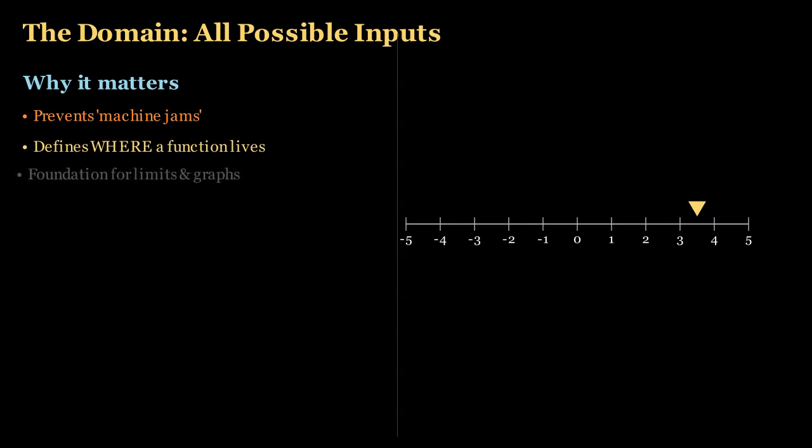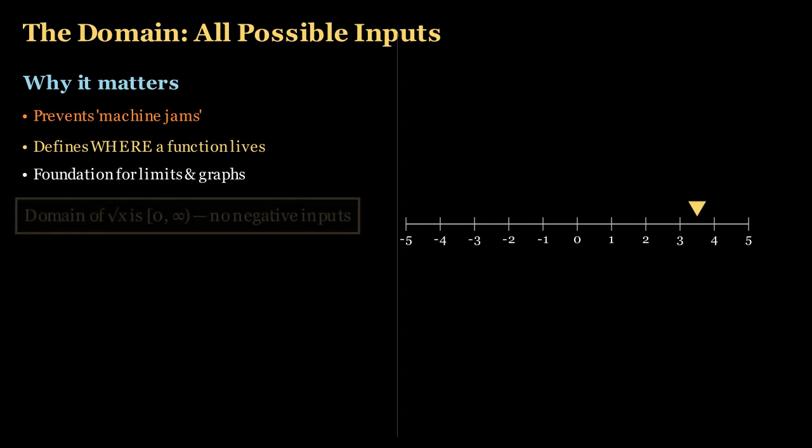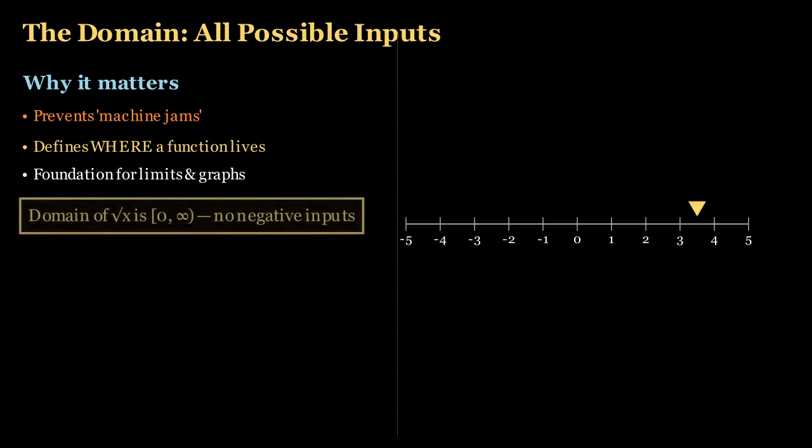This is a foundational idea. When you later study limits, which ask what a function does as you approach a point, you first need to know if that point is even in the function's neighborhood. When you draw a graph, the domain tells you how far left and right your pencil should go. It's the very first question you ask about any function: what can I safely put into this?